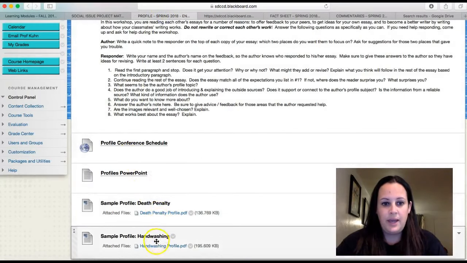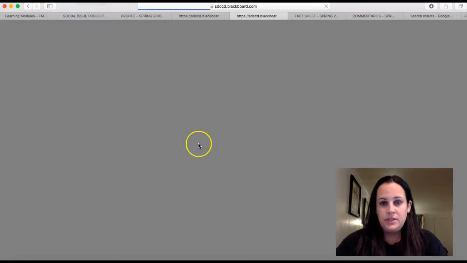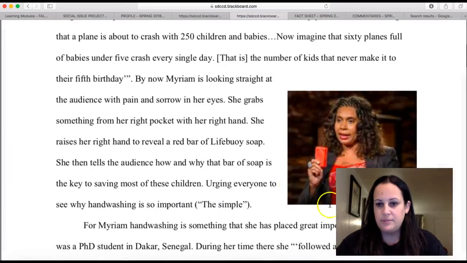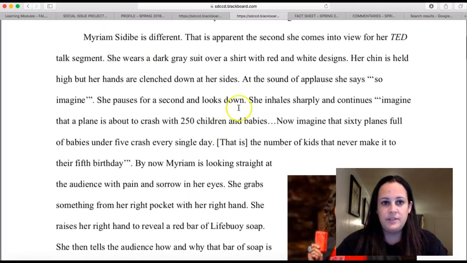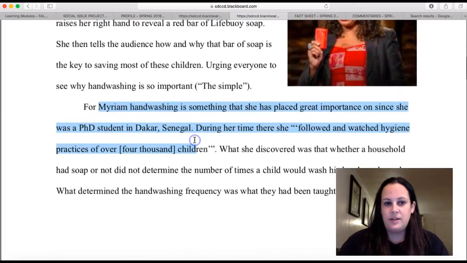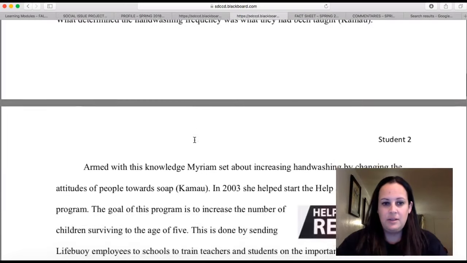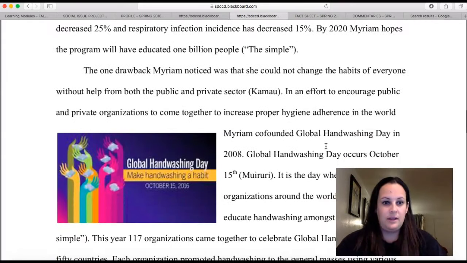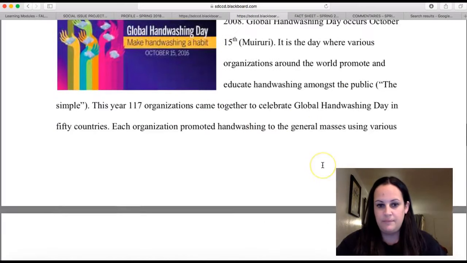And then let's look at hand washing. So again, she is not arguing we need to wash our hands. This is a picture of her profile subject, Miriam Sidibe. So she first talks about a story of Sidibe going on TED Talks and making her speech. And then she talks about how she got her PhD in hand washing, and then all of her causes. This is Sidibe's cause here, Help a Child Reach 5. Another subtopic here, Global Hand Washing Day. Miriam Sidibe co-founded that day.